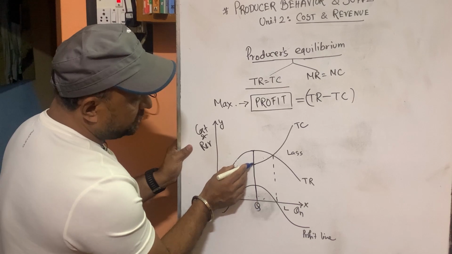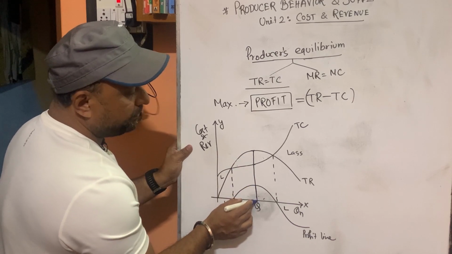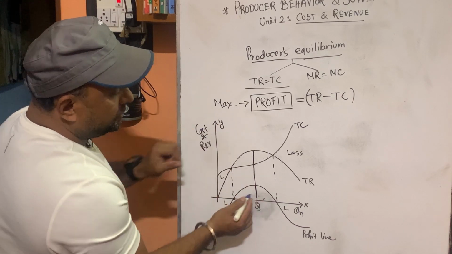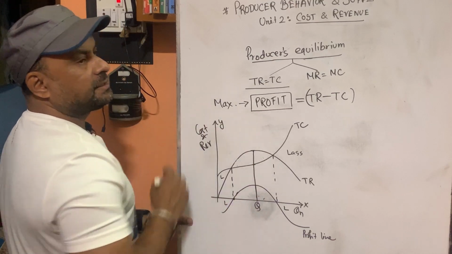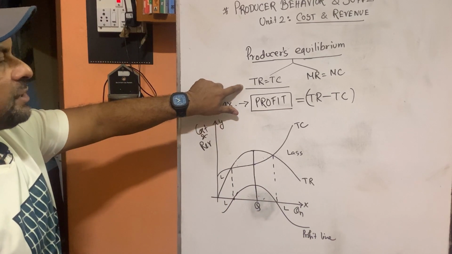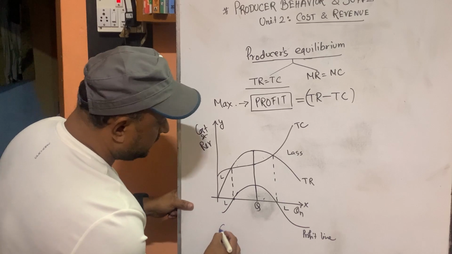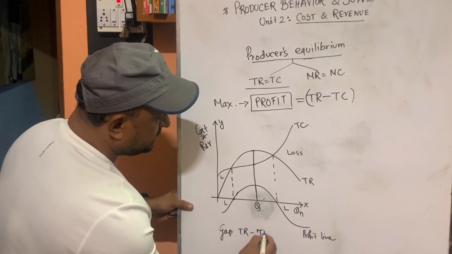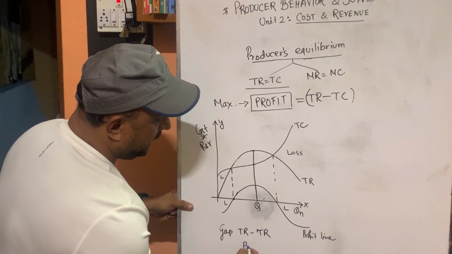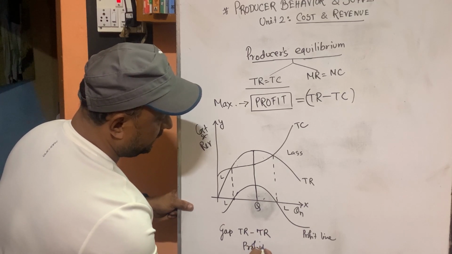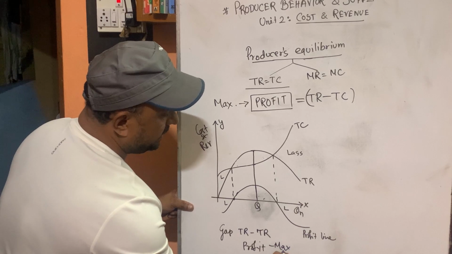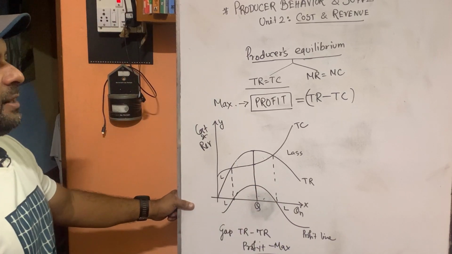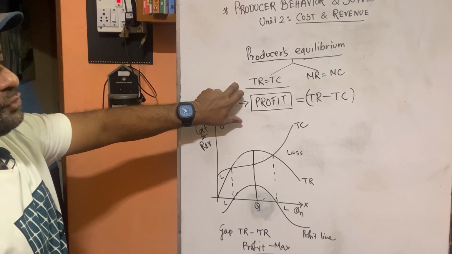Here the gap between these two is the same as the gap between these two. These two gaps are equal. So, this is our profit curve and this is the TR-TC approach. In this approach, the condition is what? The condition is where the gap between TR and TC is maximum, the producer can earn maximum profit at that level. And that level is the producer's equilibrium point. This is our TR-TC approach.